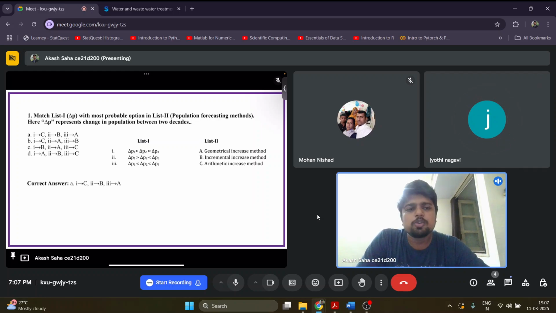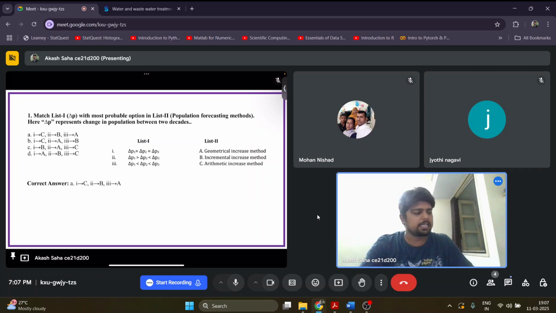Okay, so majorly for new cities, or those which are being settled very recently due to some economic or urban growth, in those kinds of cities we use the geometrical increase method. As you all know, in the geometrical increase method we will get the maximum population forecasted, whereas in the arithmetic one we will get the least population forecasted among these three, and incremental will be somewhere in between them. So that's how the trend goes.